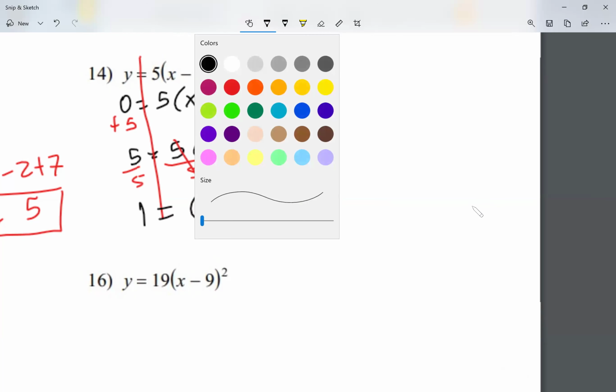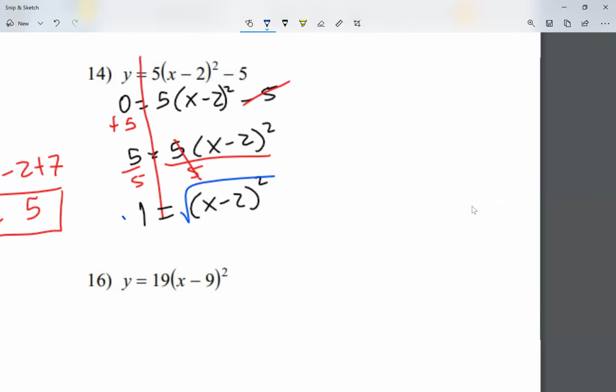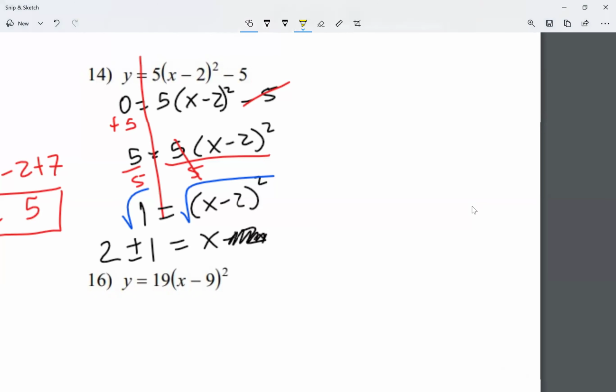Because I have the parentheses squared already, this is when I'm going to do my square root. I know the square root of 1 is positive or negative 1. Now here on the right side, I have x minus 2. This negative 2, I'm going to move it to the left side as a positive 2. Don't forget to switch the sign.